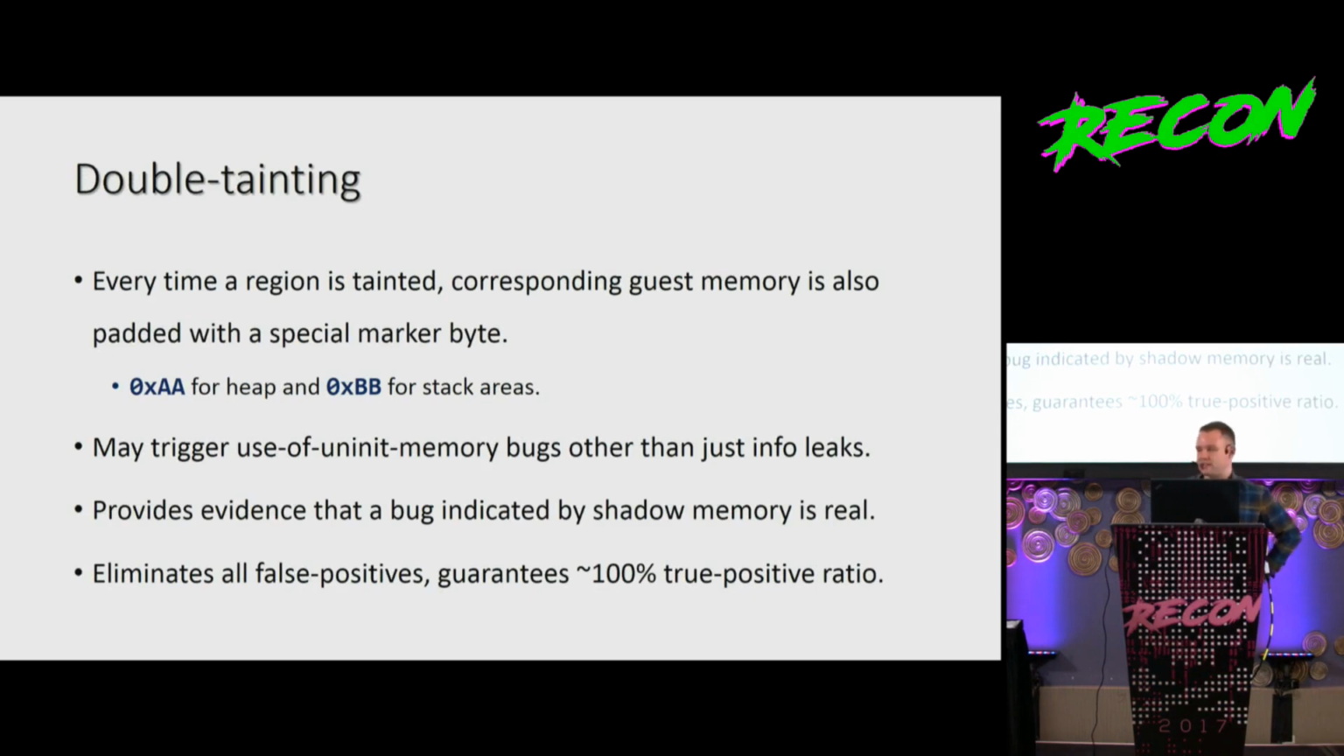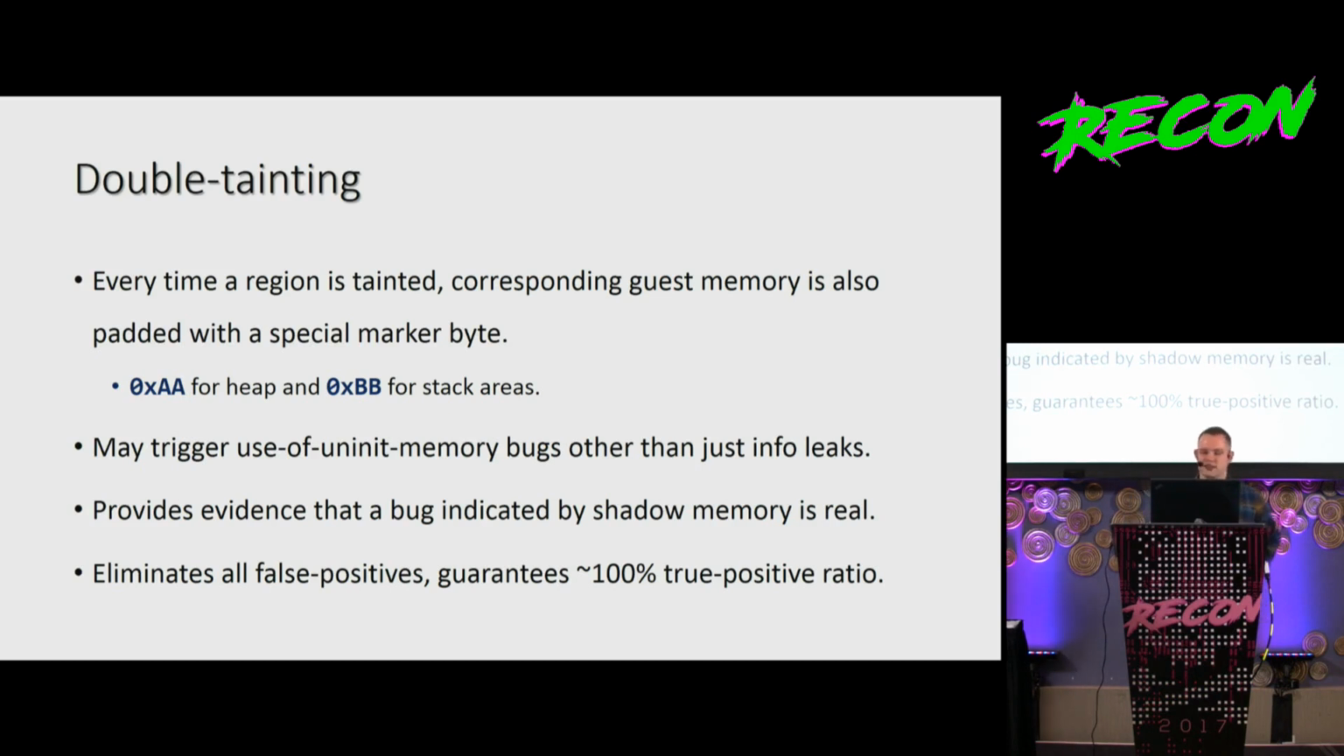Another thing that I implemented in this project is something called double tainting. So basically, every time a region is tainted in our shadow memory, we also pad all of the resulting allocated guest memory with some special byte. In my case, it was AA for the heap and BB for stack areas.